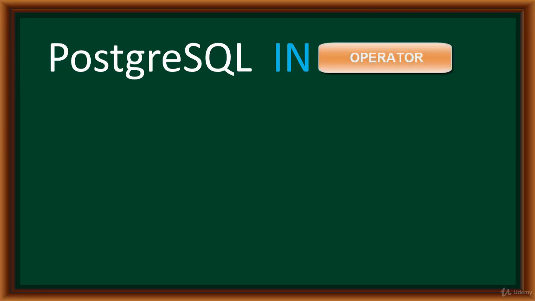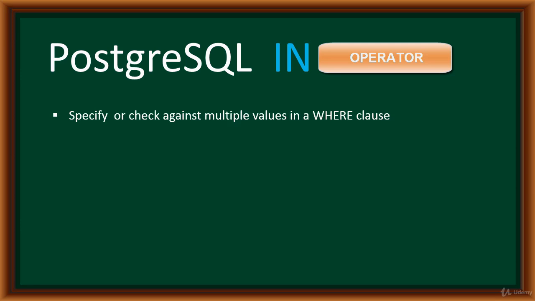In this lecture, I will be introducing you to the Postgres IN operator. The IN operator basically allows you to specify multiple values inside a WHERE clause. So when you use the IN operator, you can check against a list of values specified in the WHERE clause. There are several ways you can specify that, but you must specify the IN operator inside the WHERE clause.